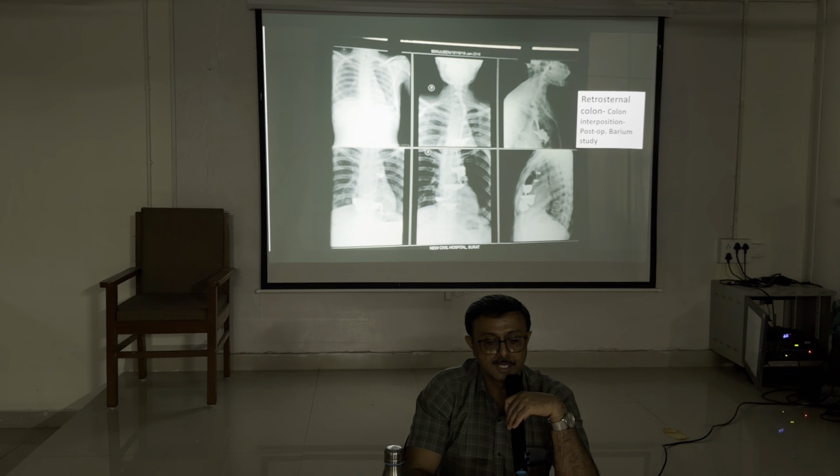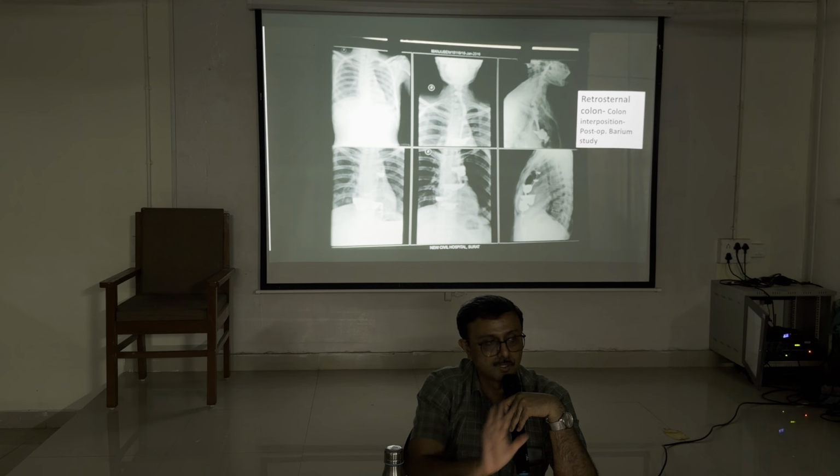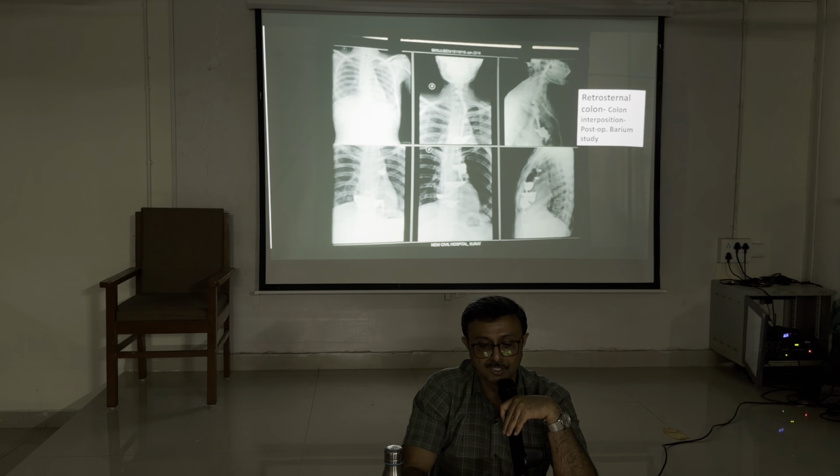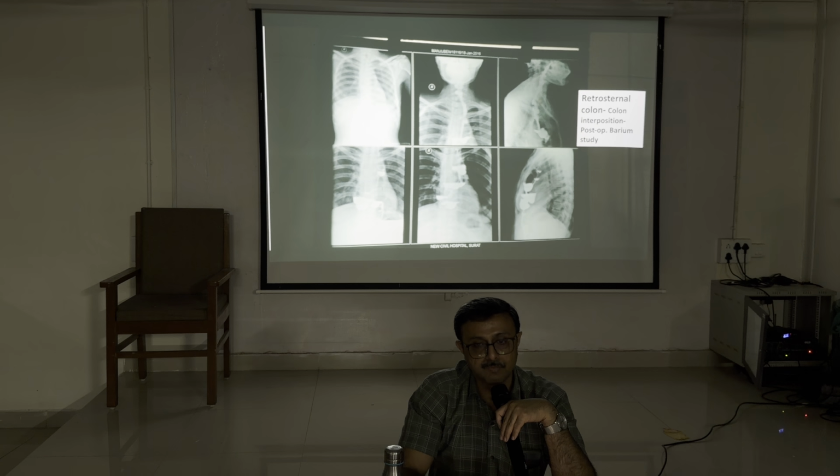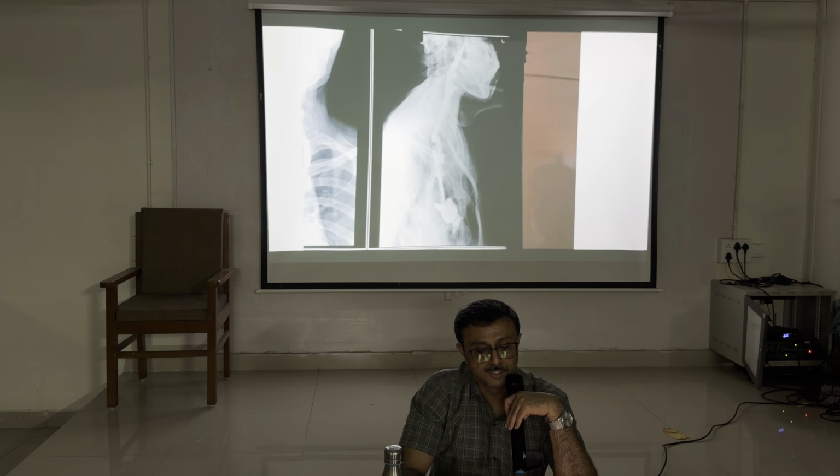So here you can identify the retrosternal colon. Usually it is not retrosternal, okay? So with deglutition, a thin line of dye is passing through the retrosternal colon to the stomach. Here you can beautifully see.